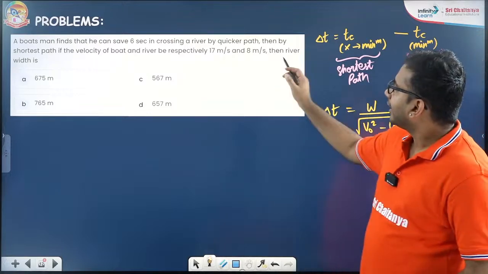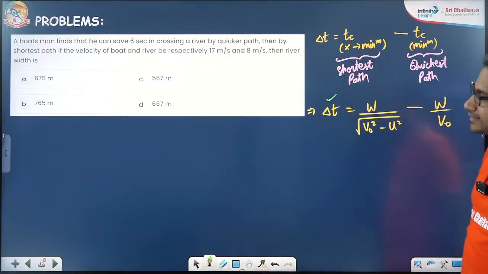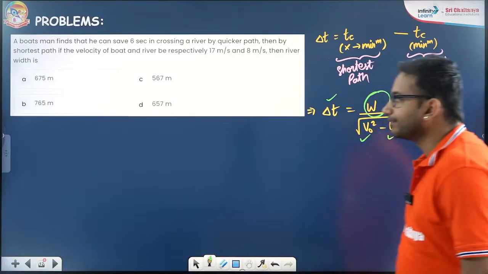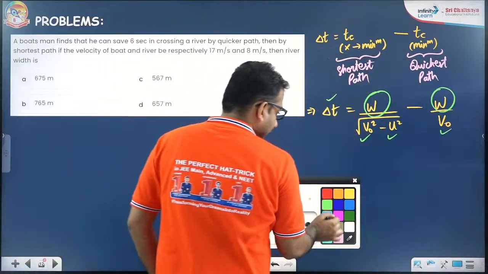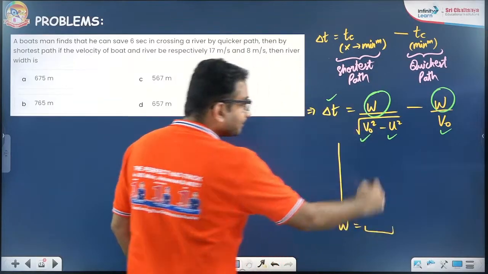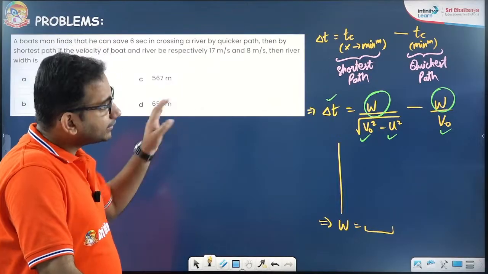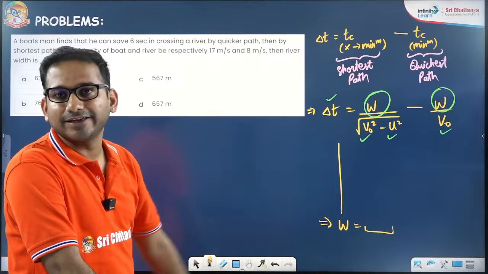Now you see, they are asking you the river width. They are giving you delta t 6 seconds, v naught 17 meter per second, u 8 meter per second, and they are asking you w. I hope you can solve it further and get me the value of w. Can I leave it on you? Easy, no? I have just taken another problem of the same type, so that if you do it yourself, definitely you'll remember it.